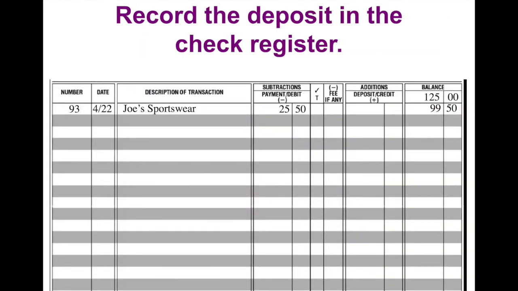Next, we're going to record the deposit in our check register. Remember, every time cash is received or paid out, we have to record it in our register so that we can keep our checkbook balance up to date. We're going to put a letter D in the number, and that is just a shorthand version for deposit. You can write the whole word deposit. This is your record, so you can do basically what you want with it as long as you keep your balance up to date. The date is the 22nd.